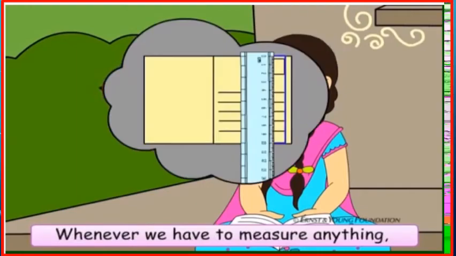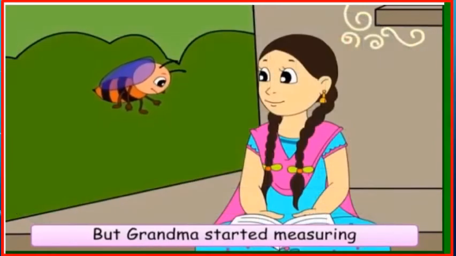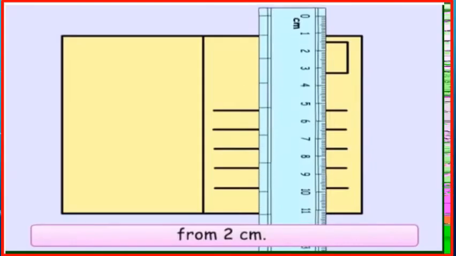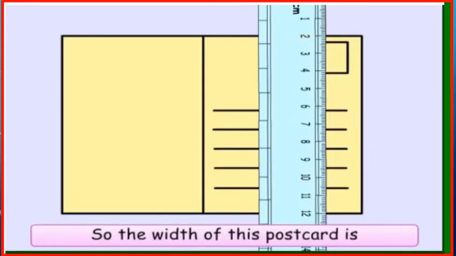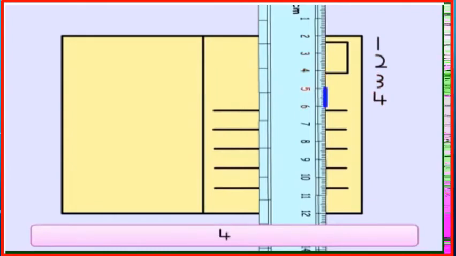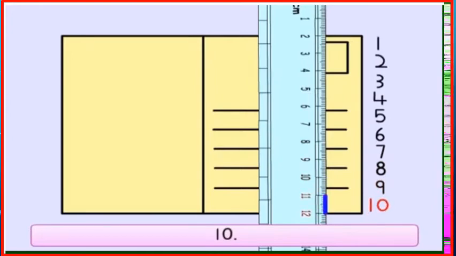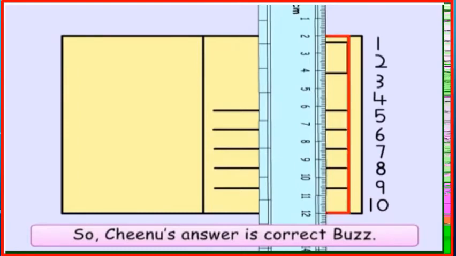Whenever we have to measure anything, we keep its end on 0 to get the correct measure. But Grandma started measuring from 2 centimeters. So the width of this postcard is 1, 2, 3, 4, 5, 6, 7, 8, 9, 10. It is 10 centimeters. So, Chinu's answer is correct, Buzz.